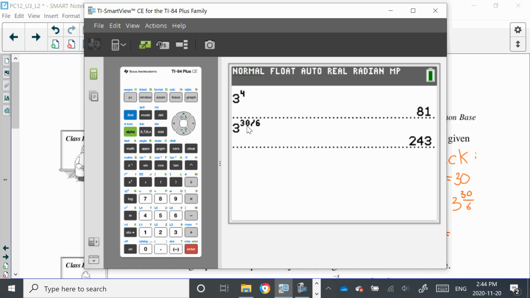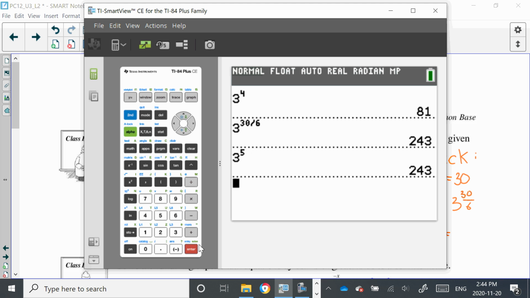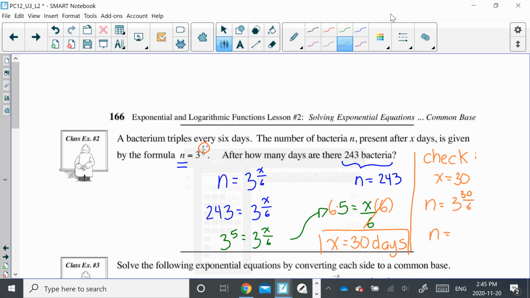30 divided by 6 is 5. So 3 to the power of 5 is 243. So n is equal to 243 bacteria, and that's what we got up there.